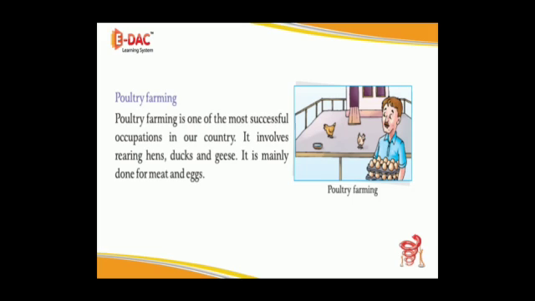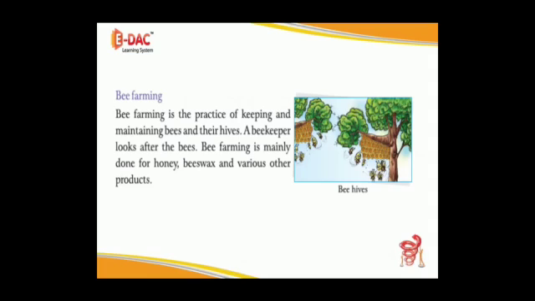Poultry farming. Poultry farming is one of the most successful occupations in our country. It involves rearing hens, ducks, and geese. It is mainly done for meat and eggs. Bee farming. Bee farming is a practice of keeping and maintaining bees and their hives. A beekeeper looks after the bees. Bee farming is mainly done for honey, beeswax, and various other products.